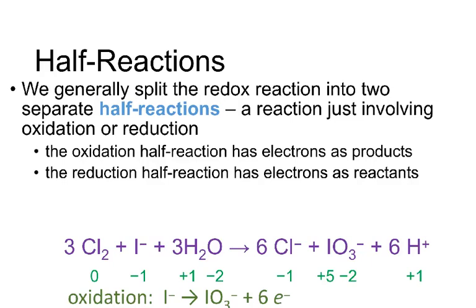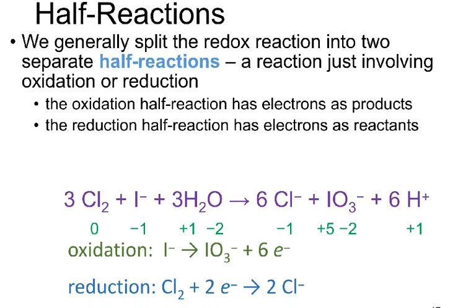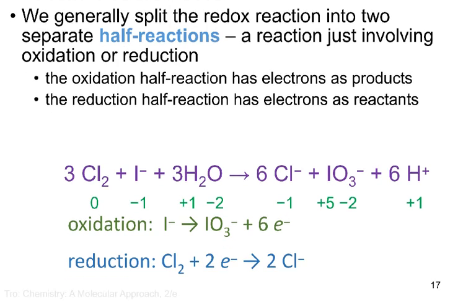All right, now that we've reviewed oxidation states, we can talk about balancing oxidation reduction reactions. So in order to balance a redox reaction, we typically split it into two half reactions, one involving just the reduction, one involving just the oxidation. So the oxidation half reaction will have electrons as products because we're losing those electrons. The reduction half reaction will have electrons as reactants.